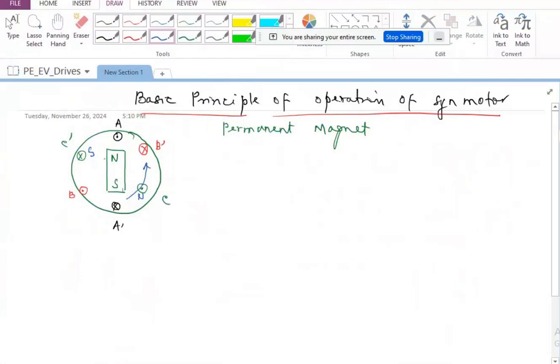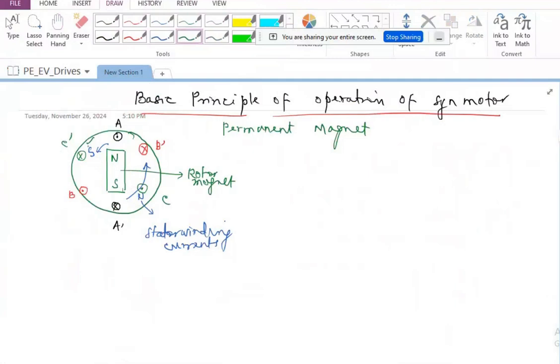So what is going to happen is the rotor will be dragged by this South Pole because of the attraction force. So this is created by the stator winding currents. It is a revolving magnetic field and it is created by the stator winding currents. Whereas this is the rotor magnet. So the rotor magnet is going to be dragged along by this stator revolving magnetic field.